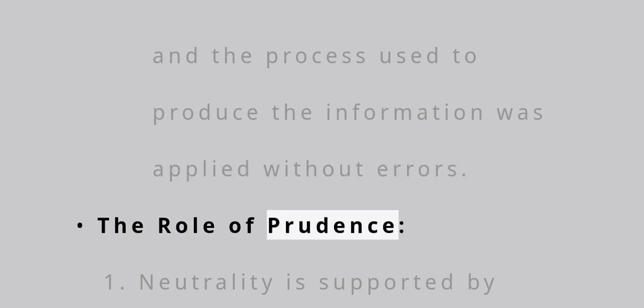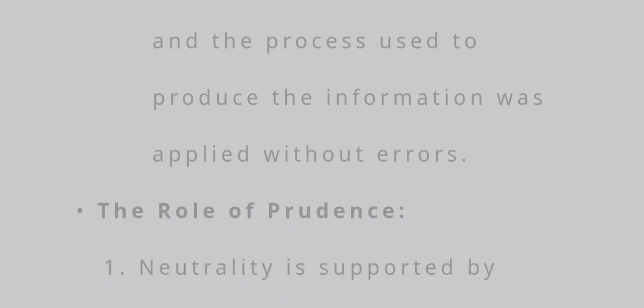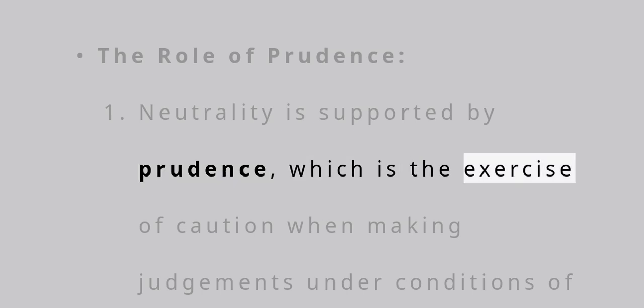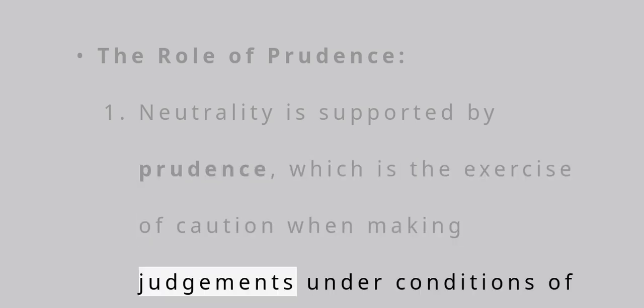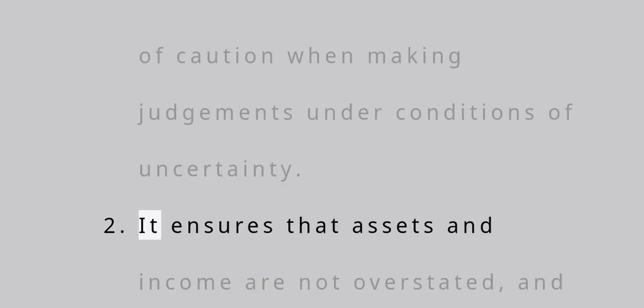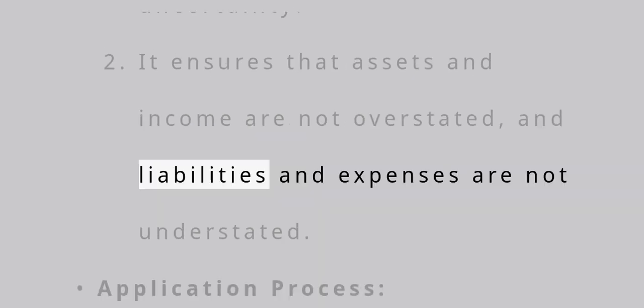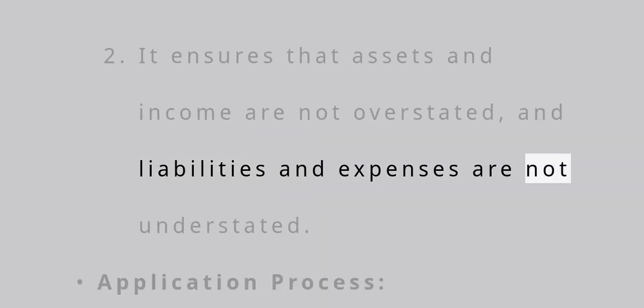The role of prudence. 1. Neutrality is supported by prudence, which is the exercise of caution when making judgments under conditions of uncertainty. 2. It ensures that assets and income are not overstated, and liabilities and expenses are not understated.